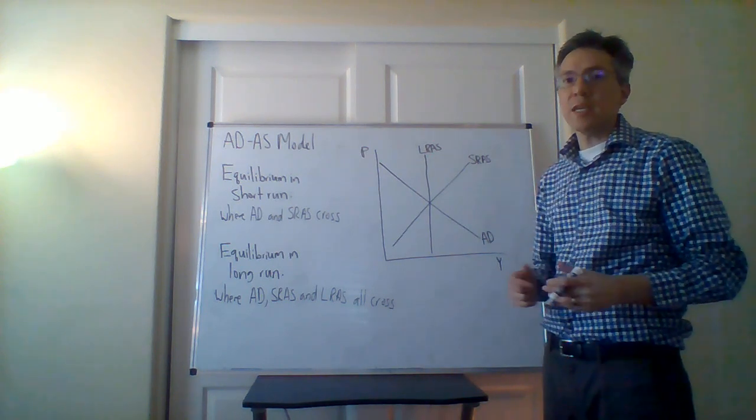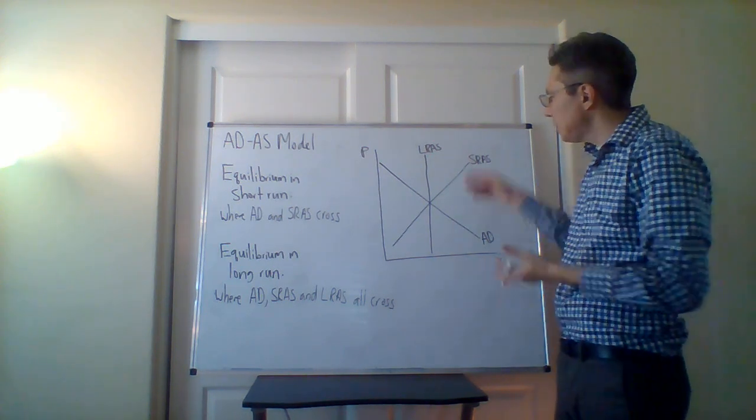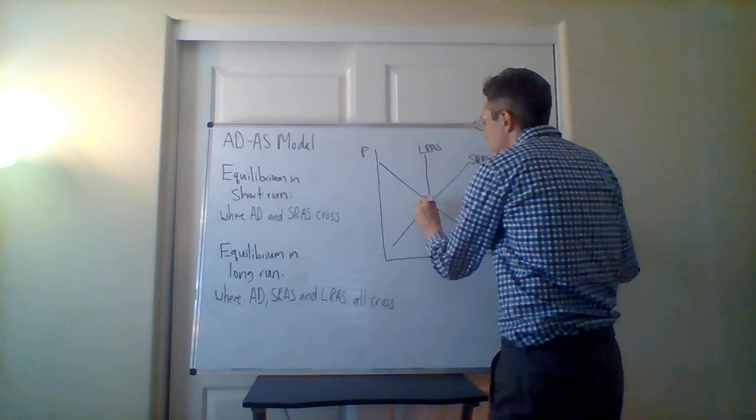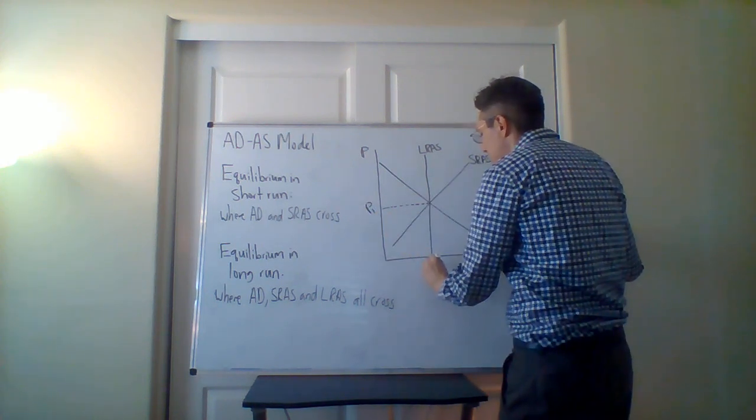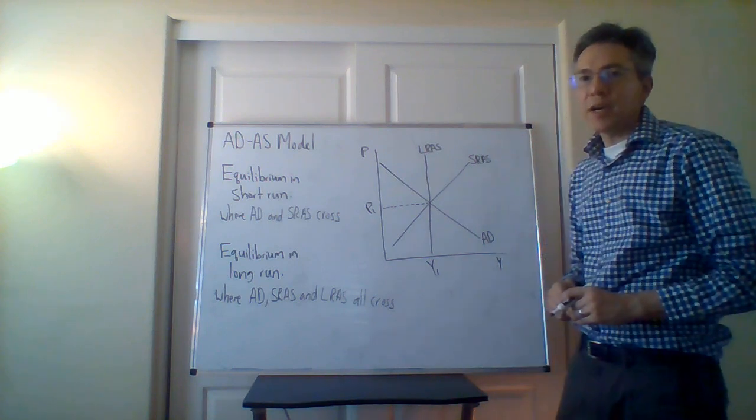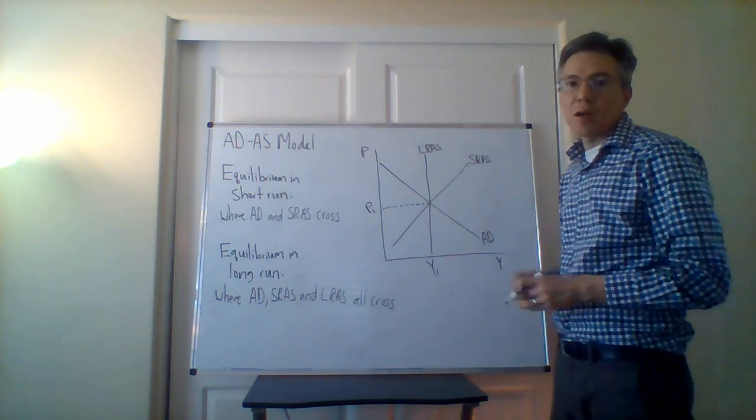Okay, and so where is the equilibrium in the long run? Well, it's simply where all these three curves cross. Okay, so we have here the price level, here an amount of output, and that's going to be our long run equilibrium.